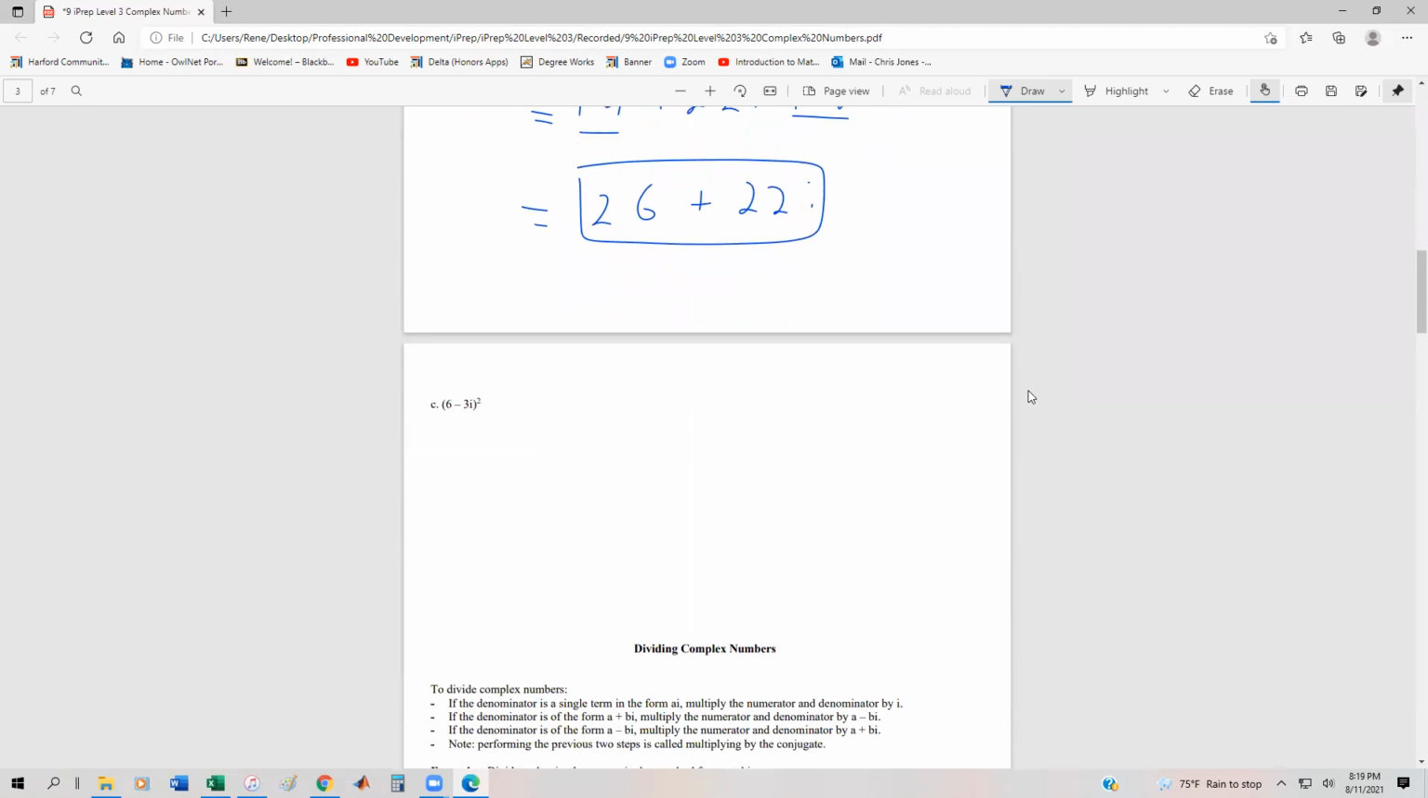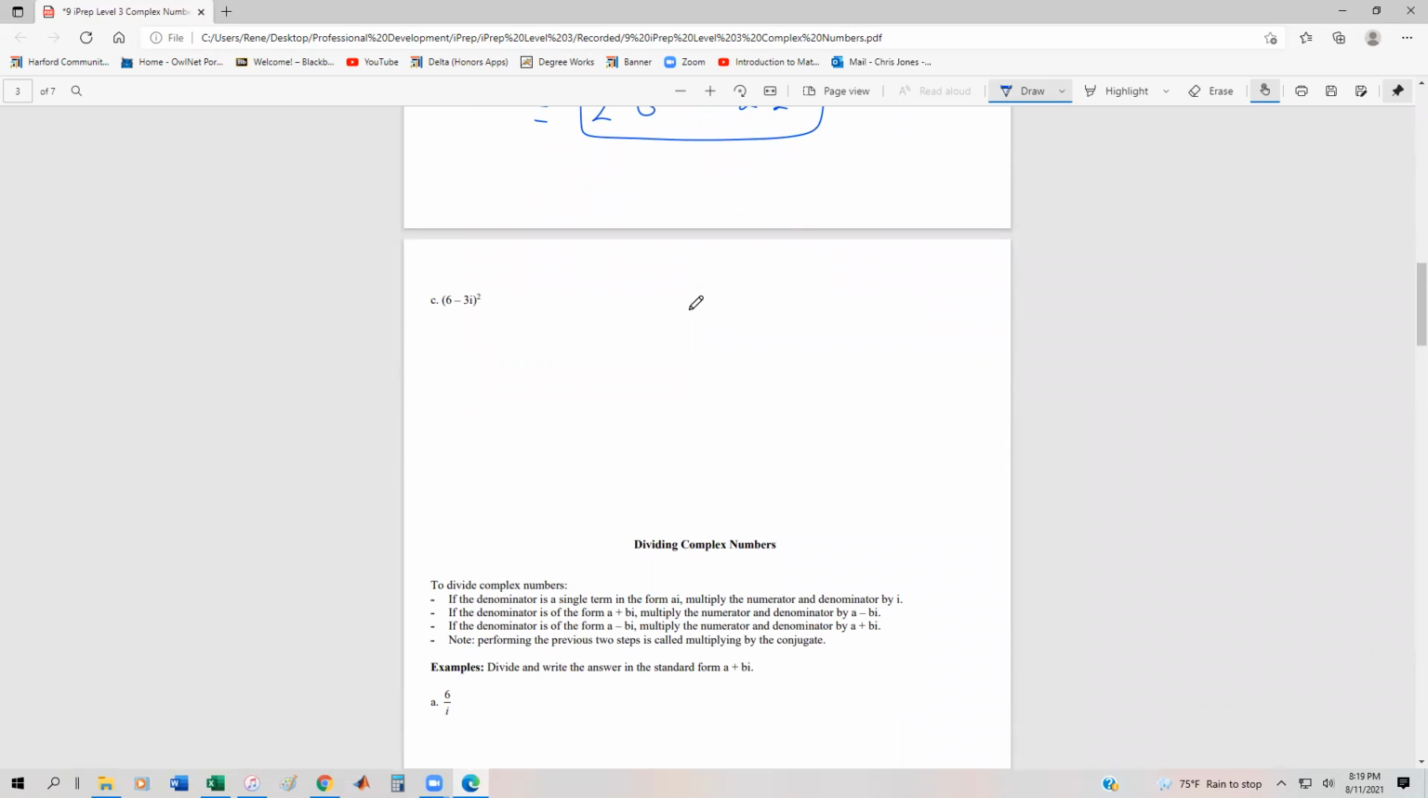A common error that students will make when they're expanding a binomial is that they're just going to write this as 6 squared plus negative 3i squared. And of course, that's not correct if we have a square on the outside of a binomial. What we're going to do is turn this into a FOIL problem by rewriting this as 6 minus 3i times 6 minus 3i.